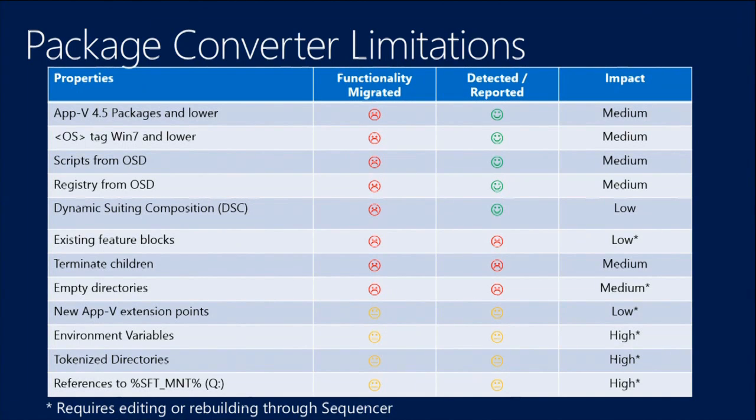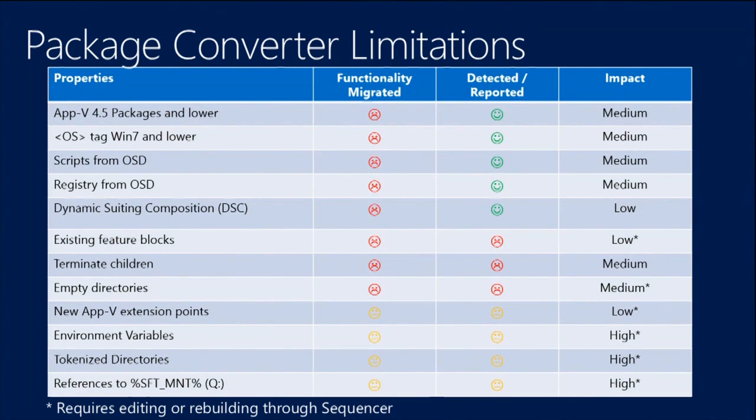Because if you migrate a package and you open and save it, then the new registry stuff, the new extension stuff, gets exposed into the XML files. So it's possible, but it's not handled by default. But the experience won't be any worse because the extension points were not available in AppV4 anyway. So I would say that's a low impact.